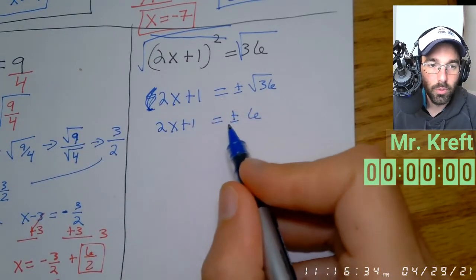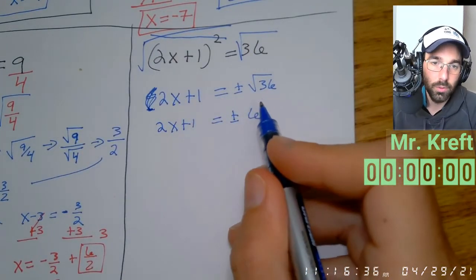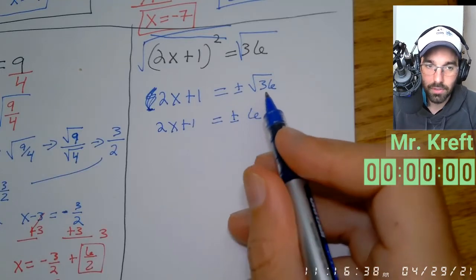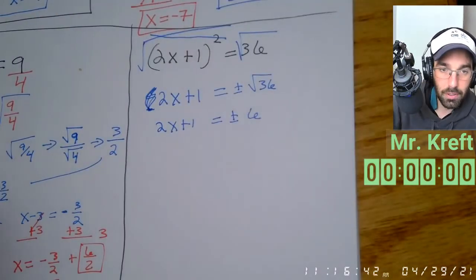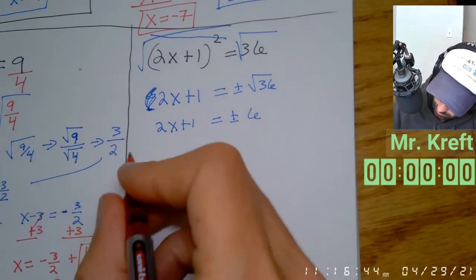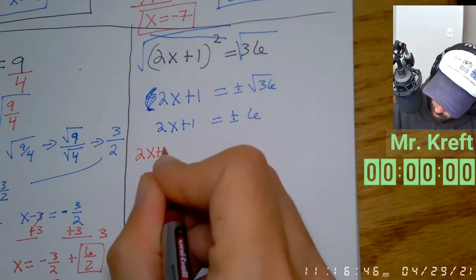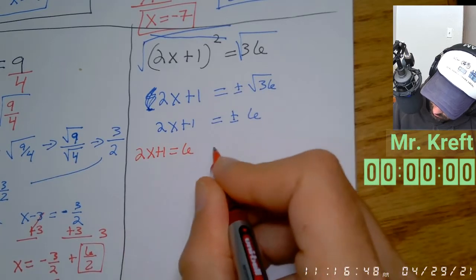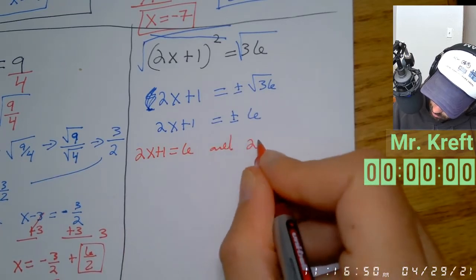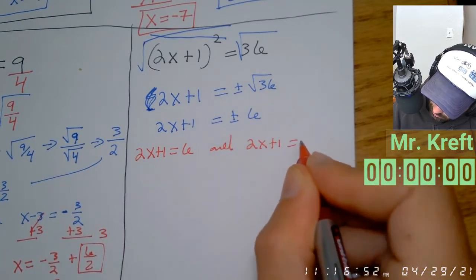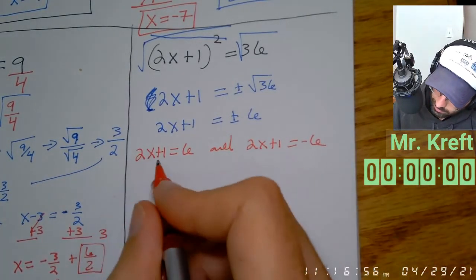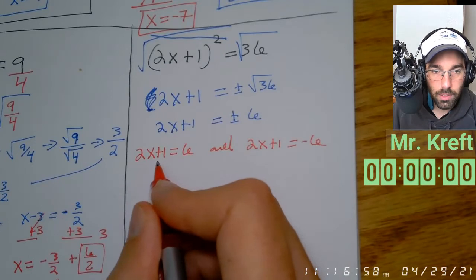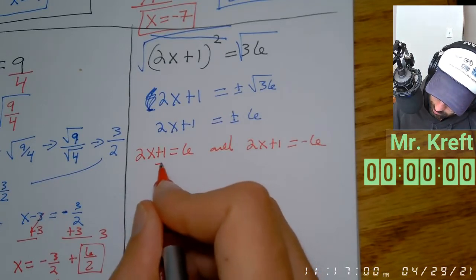So I get 2x plus 1 equals plus or minus 6, because that's what the square root of 36 is. 6 times 6 is 36. So now I'm going to go through this, and I'm going to have two equations. I'm going to have, hey, 2x plus 1 can equal a positive 6, and 2x plus 1 can equal a negative 6.